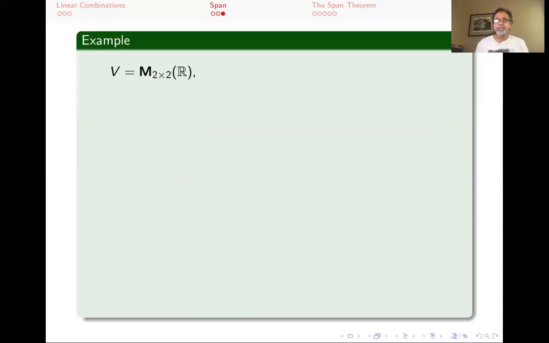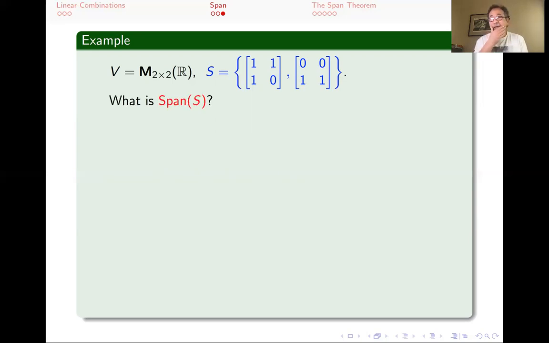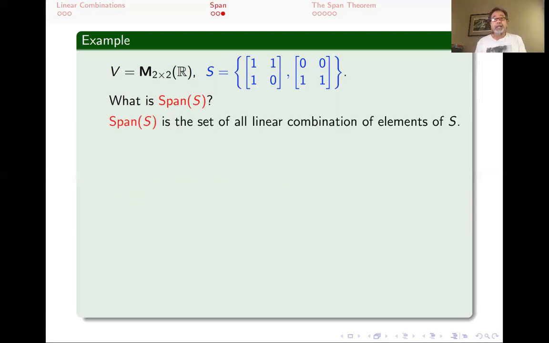Okay, let's look at another example. This time my V is the 2 by 2 matrices with real coefficients, M2(R). And here I have two elements, a set S with 2 vectors, mind you, or 2 by 2 matrices. One of them is 1, 1, 1, 0. The other one is 0, 0, 1, 1. And I'm going to ask, what's the span of S? Well, the span of S is all the linear combinations of these 2 elements, the set of all linear combinations. I don't have to say finite linear combinations, because there were only 2 things. All linear combinations are finite.